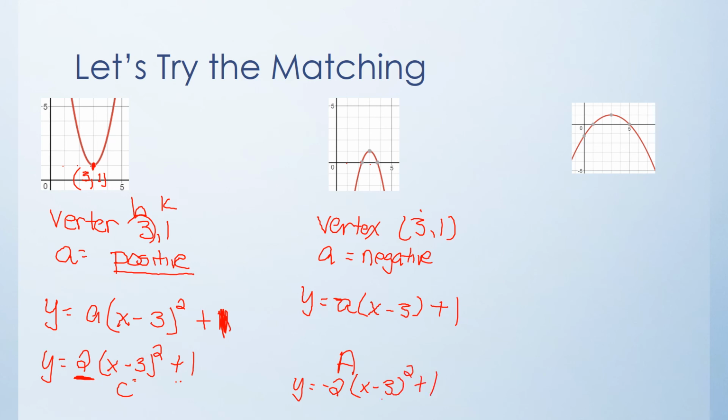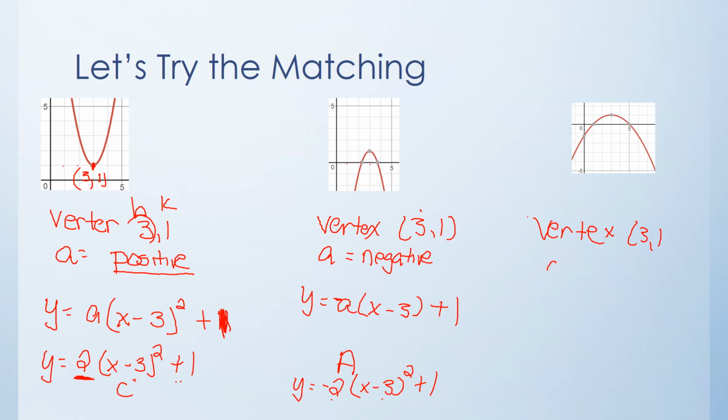I know that the vertex is 3, 1. I know that it's upside down. And I know that it is either skinnier or regular. So then that means that the absolute value of A has to be greater than 1. And for the last one, do all of them have the same vertex? 1, 2, 3? Well, that made it very convenient. Again, my vertex is 3, 1.